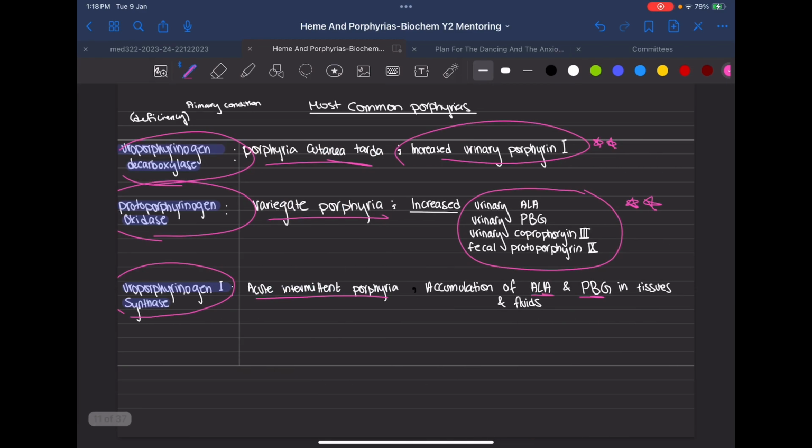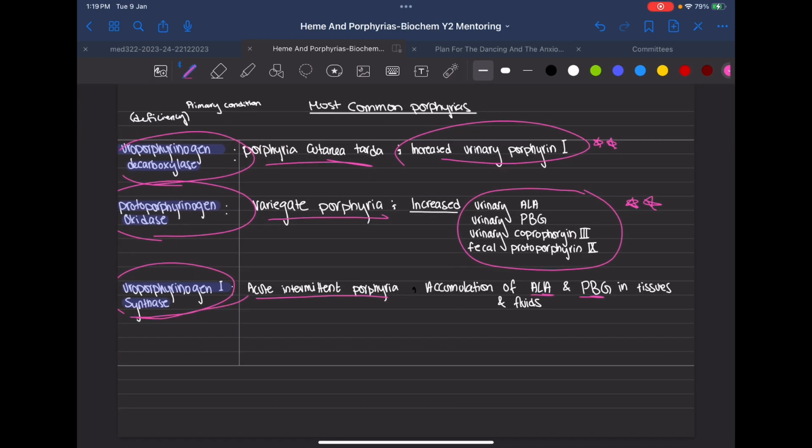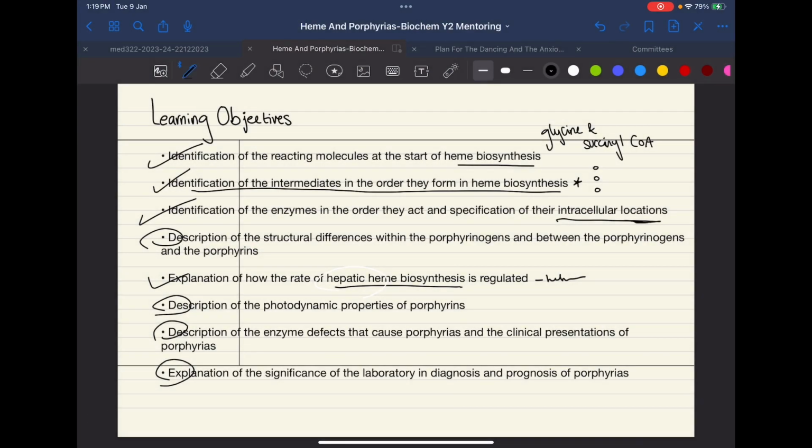Again, here you just need to know the name of the porphyria, the enzyme it's associated with, and clinical presentation. This is another learning objective that we just covered. Description of the enzyme defects that cause porphyrias and the clinical presentations of porphyrias. We're done.